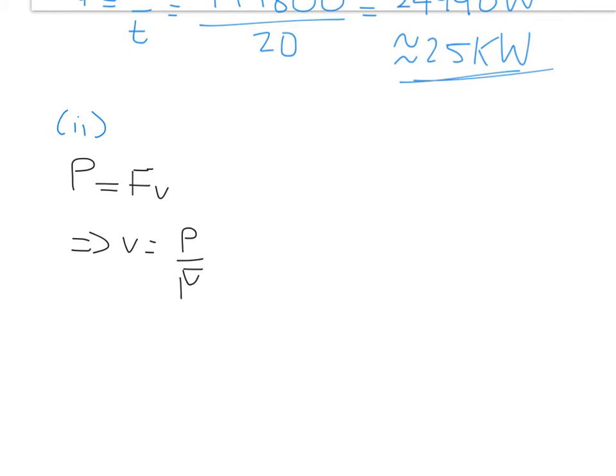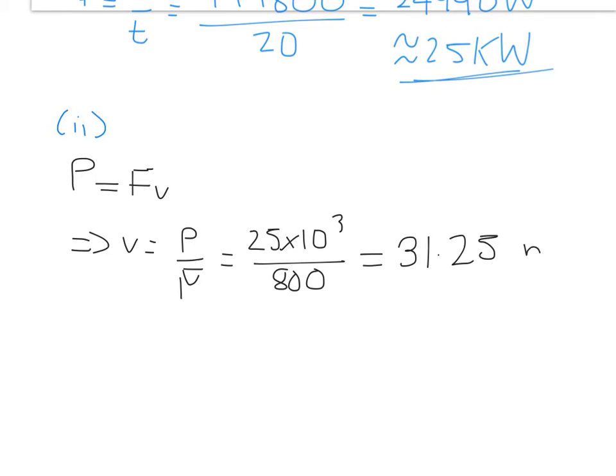That doesn't look like an F, but it was meant to be an F. And if we take this value of 25, turn it into watts from kilowatts, and divide by 800, you end up with a speed of 31.25 meters per second. So let's move on to part 3.